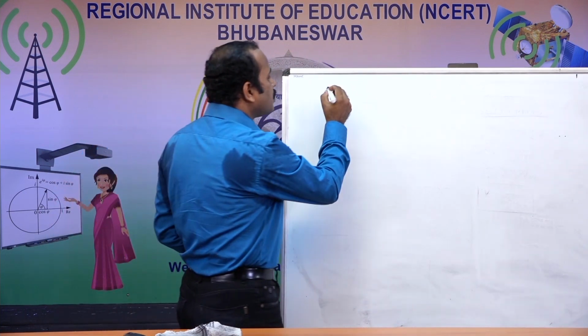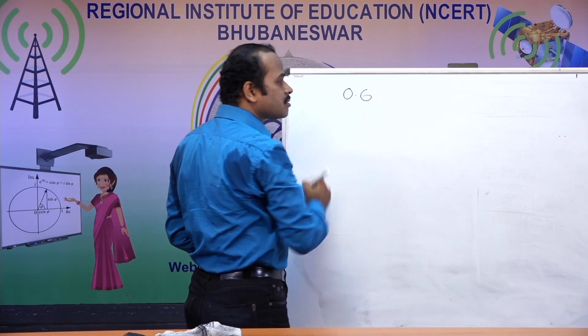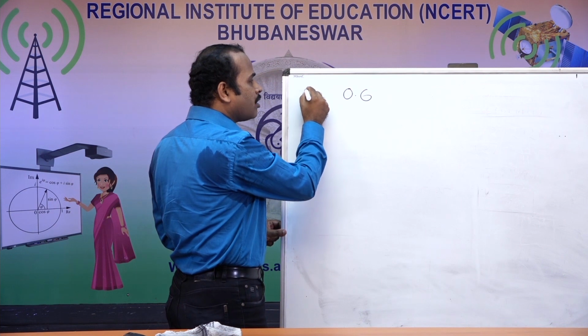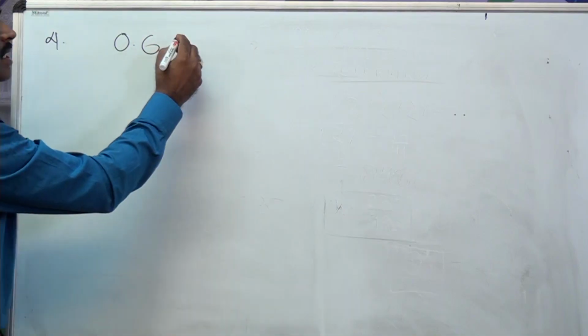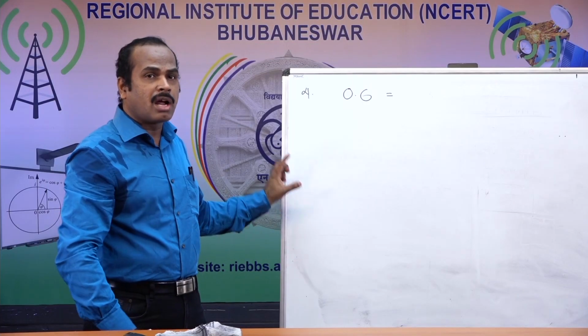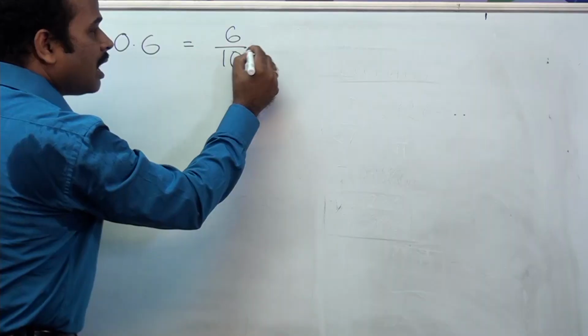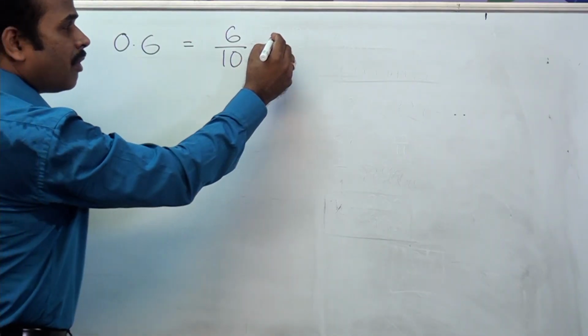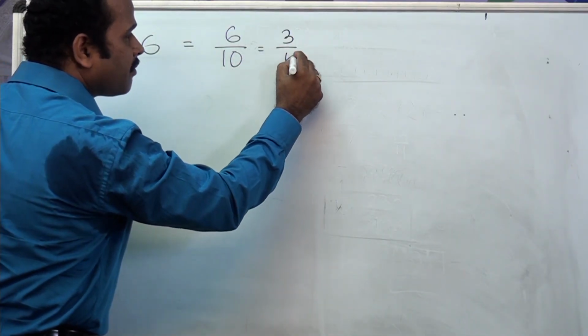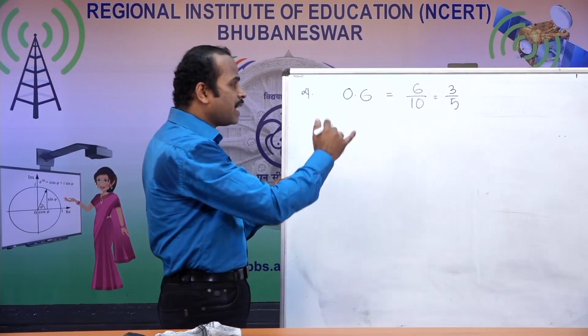For example, let me give some questions now. 0.6. How to convert this number into rational form? 0.6 is a simple terminating decimal number. For a simple terminating decimal number, we can simply write it as 6 by 10. And 6 by 10 can be written in minimum form, so it will be 3 by 5. So 0.6 is converted.